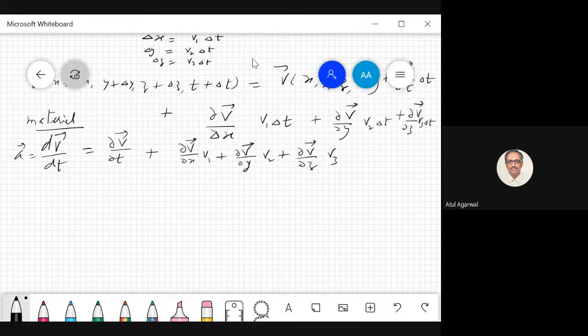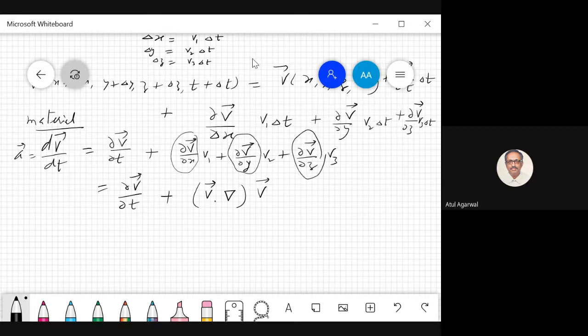So what do you get? So this you can write as vector v dot gradient of velocity. What is this term? This is basically gradient of velocity. And what is this v dot delta? v1 del by del x, v2 del by del y, v3 del by del z. Any problem with this?